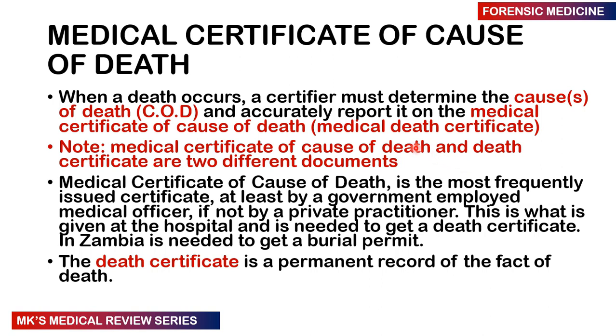So when someone actually dies and they're certified that they are dead, you have to determine the cause or causes of death accurately and report it on what we refer to as a medical certificate of cause of death. The medical certificate of cause of death means the same thing as medical death certificate, but these two terms do not mean the same thing as death certificate. So in this lecture, we won't focus much on the death certificate, but we'll be focusing on the medical death certificate or the medical certificate of cause of death. That's what we'll be talking about in this lecture. Then the death certificate is actually a permanent record of the fact of death.